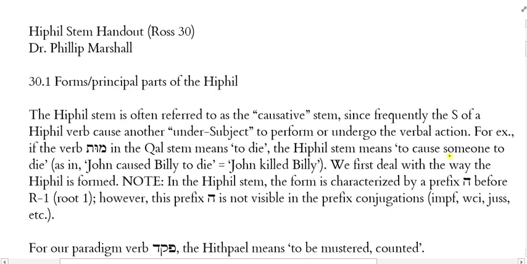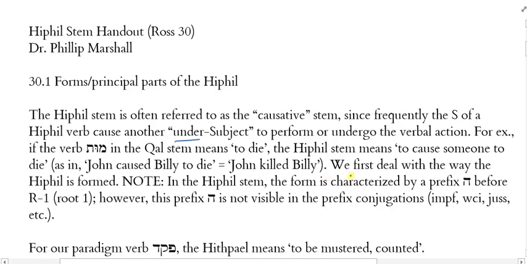So who's dying? Someone else besides the subject of the Hifil verb, okay? So if you look at the English example, if I were translating the Hifil form of the verb to die with this subject and this object, it would be John caused Billy to die. So the main subject is John, but John is causing some other subject, which is being described here as the under-subject, to undergo the verbal action, all right? And another way to frame this is to translate it as John killed Billy, okay? So if I die, that's intransitive. If I kill someone, I'm causing them to die, that becomes transitive, and I'm going to have a direct object here, okay? So that's just a basic idea of the Hifil stem in terms of the semantics.